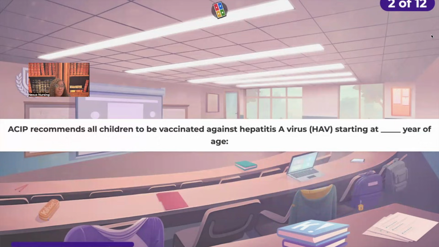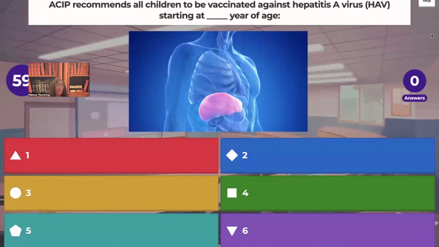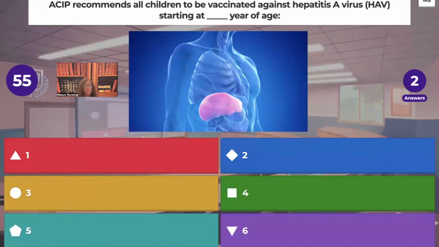All right. ACIP recommends all children to be vaccinated against hepatitis A virus starting at blank year of age. What age is it? Is it 1, 2, 3, 4, 5, or 6? ACIP recommends all children to be vaccinated against hepatitis A virus starting at what year of age?